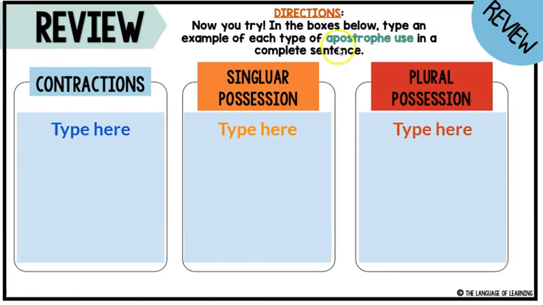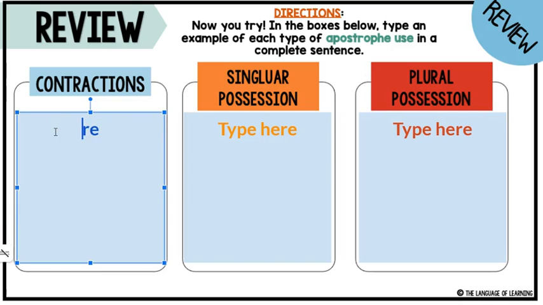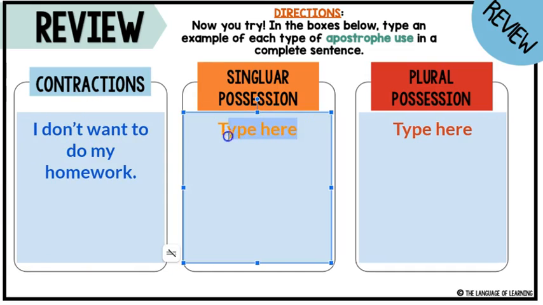Now you try. In the boxes below, type an example of each type of apostrophe used in a complete sentence. So they want the contraction or the singular possession or the plural possession in a complete sentence. That means it needs to express a complete idea. I don't want to do my homework. Okay, don't is our contraction. My mom's house is clean. Mom's is the singular possession. What belongs to her? The house.